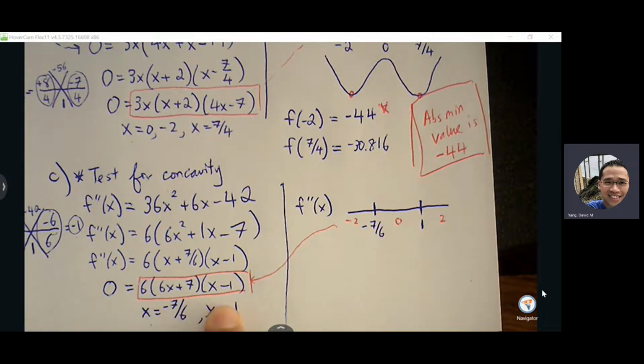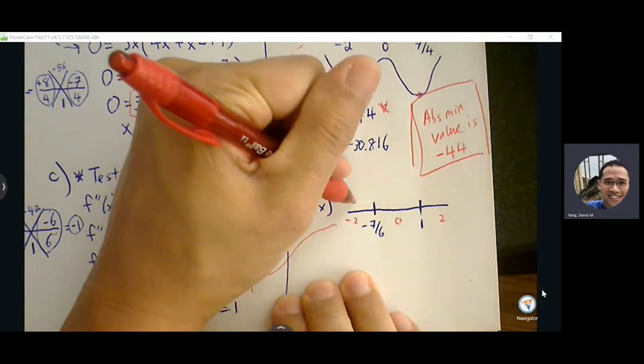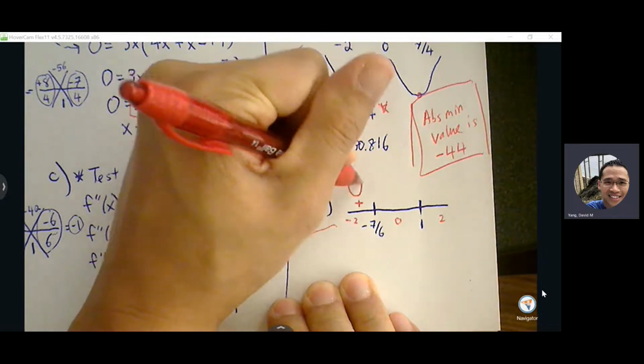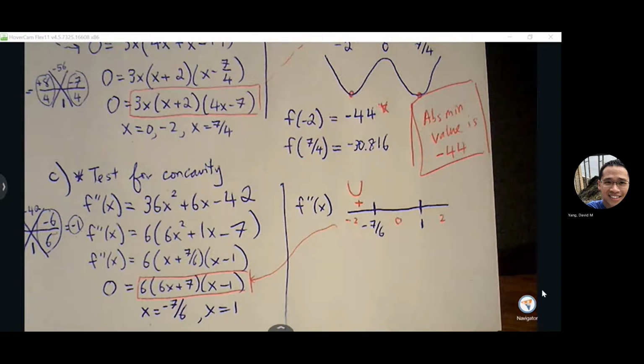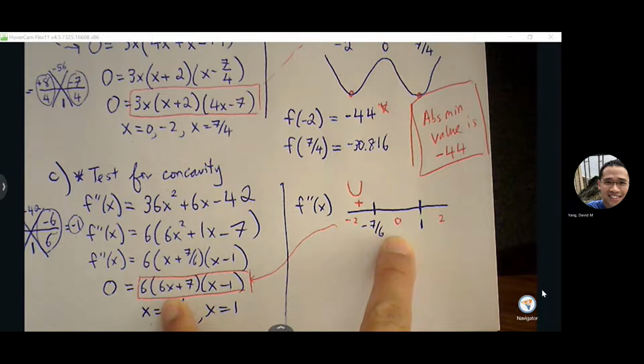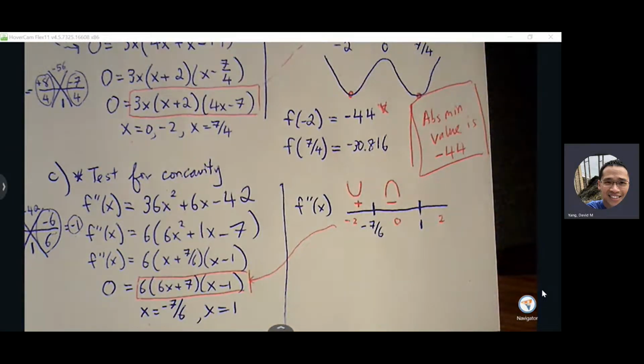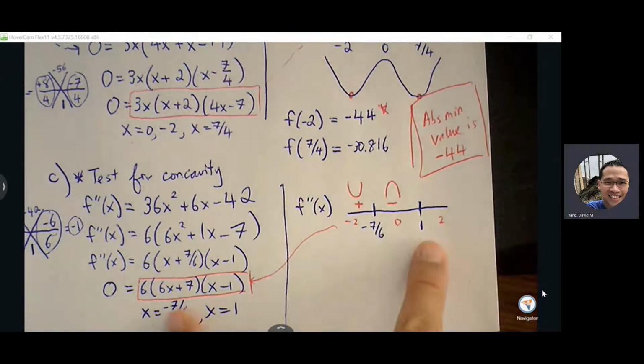So negative times negative is positive. We know the second derivative is not relative max, relative min. It's concave up, concave down. So in this case, concave up. Right, 0 in for x. Just negative, right? Positive and negative. Plug in 2. Positive times positive.